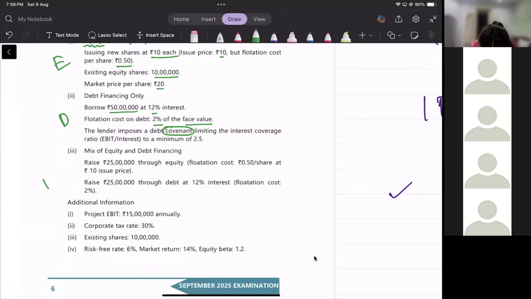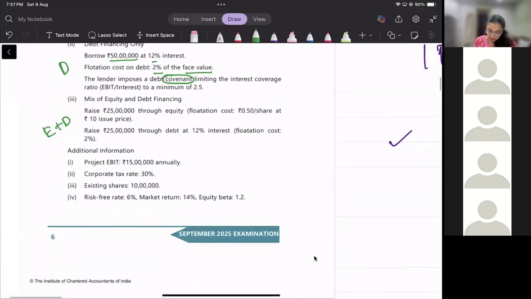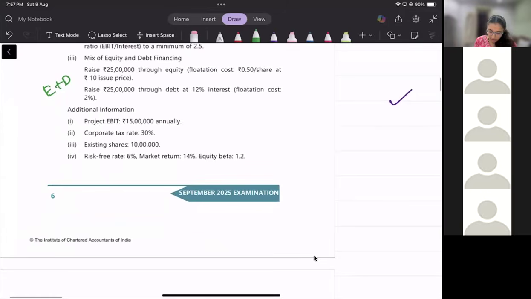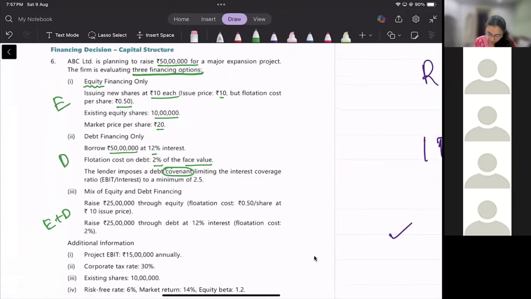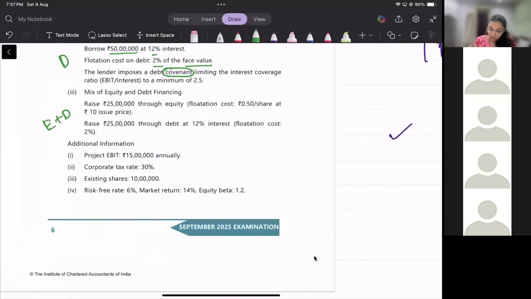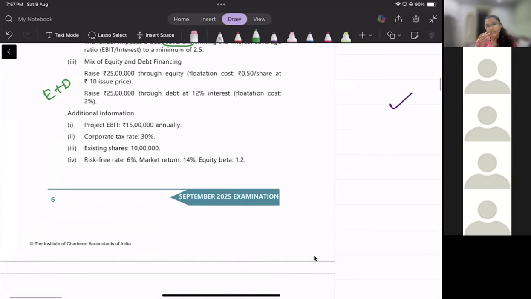And what is the third option? Equity plus debt. Raise 25 lakh through equity, flotation cost 0.5 at rupees 10 issue price, and 25 lakh through debt at 12% interest, flotation cost 2%. Additional information is given. EBIT is 15 lakh, tax is 30%, existing shares 10 lakh. Risk-free rate is 6%, market return is 14%, equity beta is 1.2.